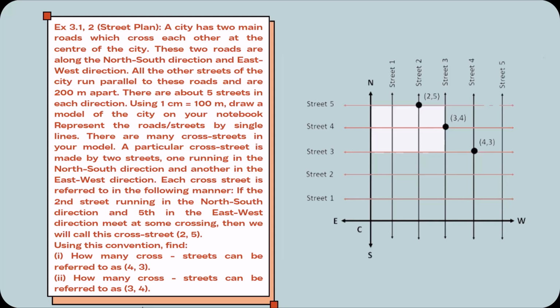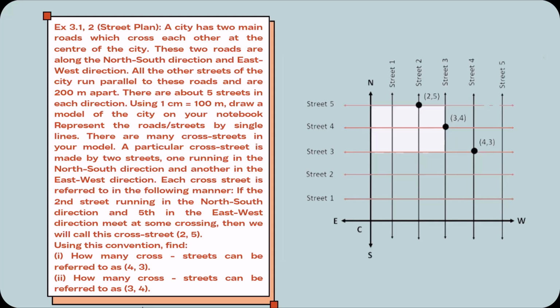If the second street running in the north-south direction and the fifth in the east-west direction meet at some crossing, then we will call this cross street 2, 5. So we can see the diagram. The diagram looks very similar to us. We have north-south, which is the y-axis, and east-west, which is the x-axis, right?